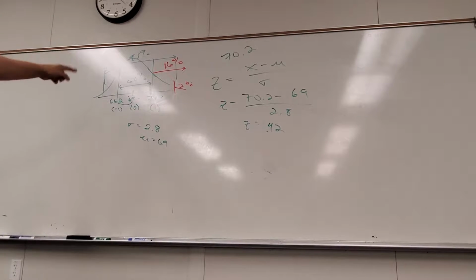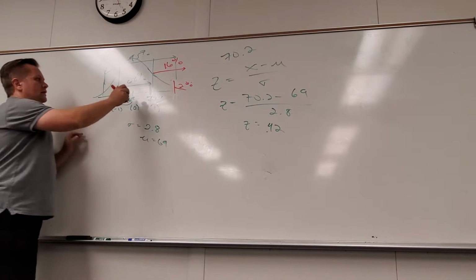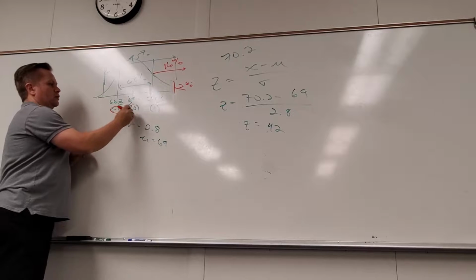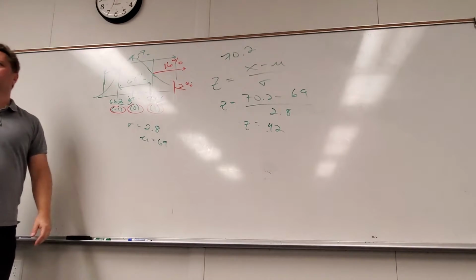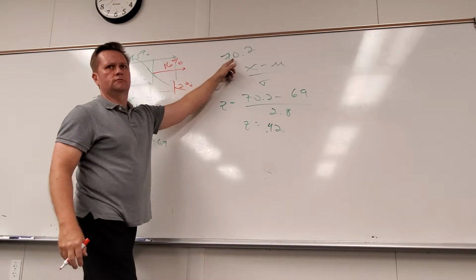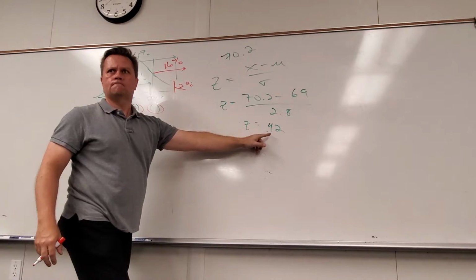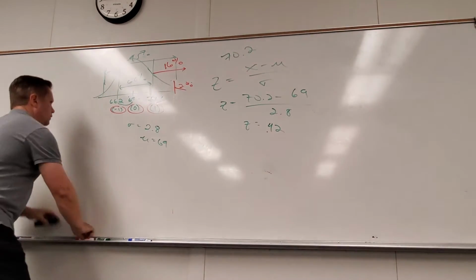The problem with this is, does every z-score fit nicely into one of these whole numbers? What was the z-score for this one? 0.42. All right, let's start fresh.